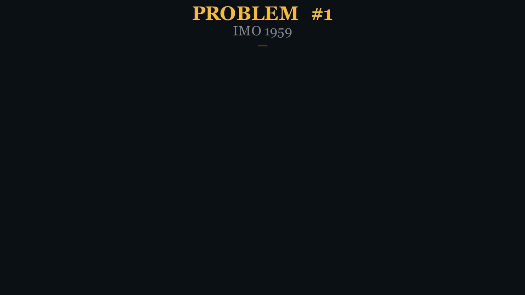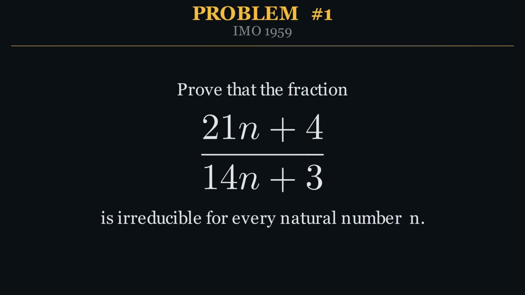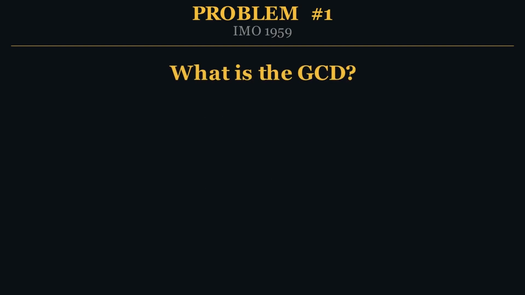Problem number 1. From the very first International Mathematical Olympiad, held in 1959, prove that the fraction (21n + 4) over (14n + 3) is irreducible for every natural number n. Before we dive in, let's make sure we understand the two key tools we'll need.